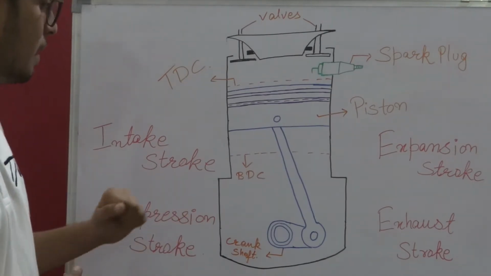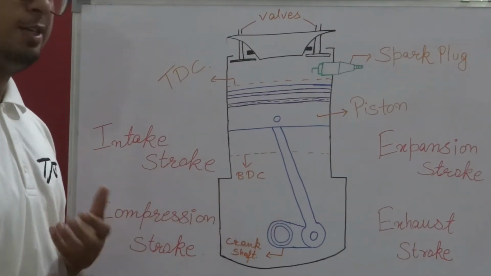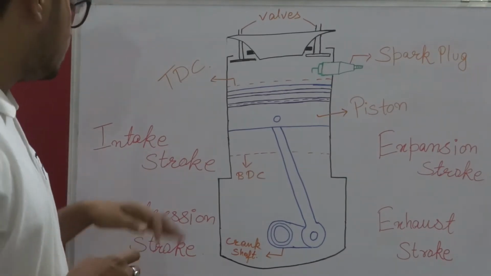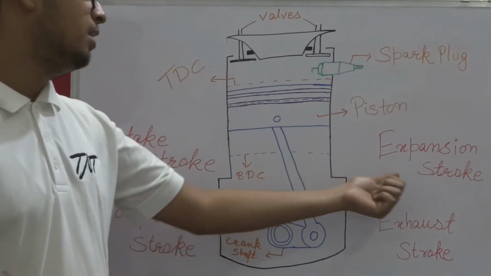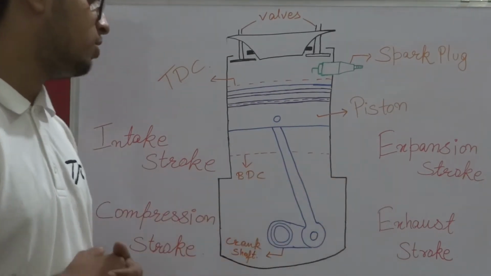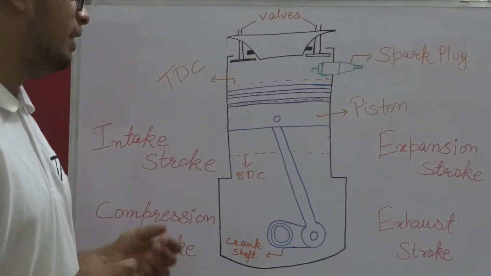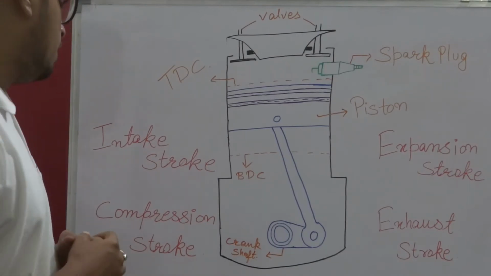Basically, a spark ignition engine works on an Otto cycle and is also known as a petrol engine. As its name suggests, 4-stroke, it has 4 different strokes. The first one is intake, second is compression, third is expansion, and the last one is exhaust. These all take place one by one in a cylinder, and we get the amount of power that is required to drive a wheel or an automotive.